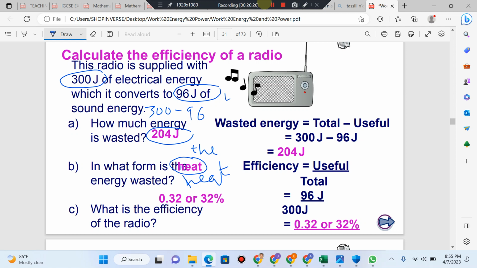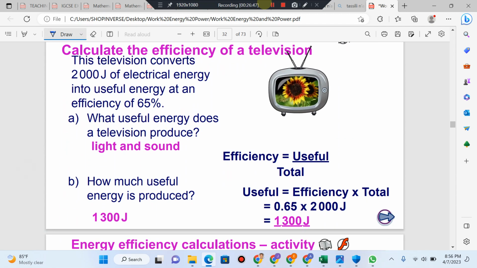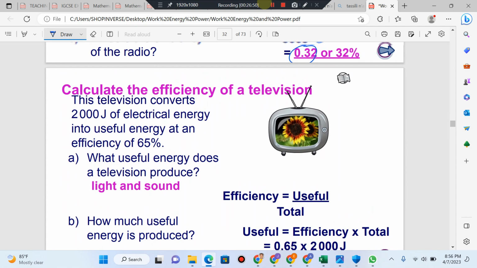Now you have to calculate efficiency. What will you do? You divide the useful energy by the total energy. So you do 96 divided by 300, you get 0.32. If you want to express it as a percentage, then you're going to multiply it by 100%, and that will give you 32% as the efficiency of the system.